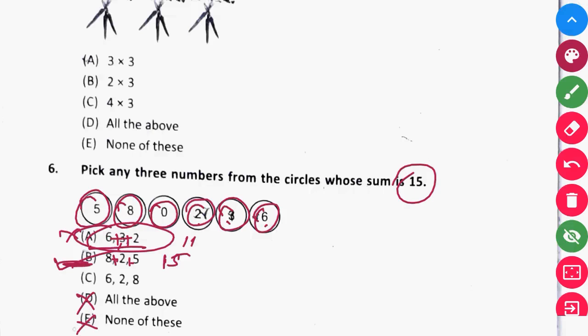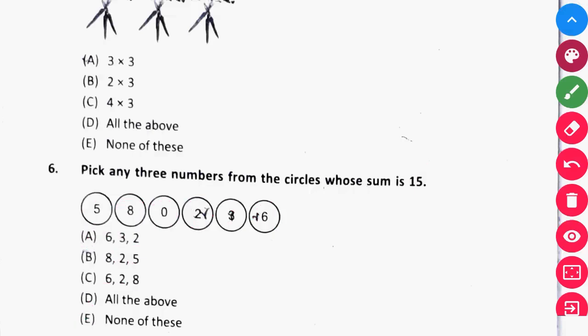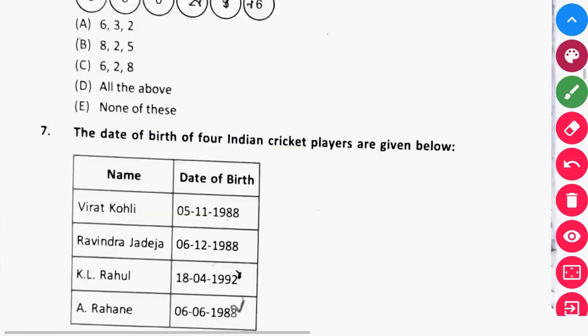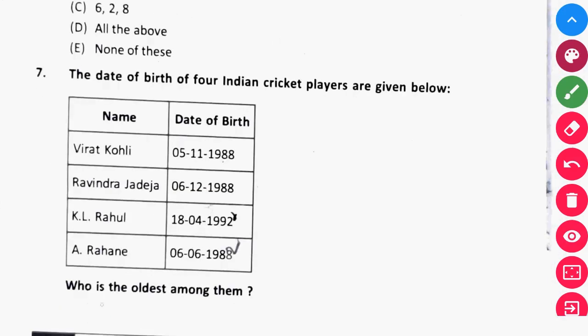None of the above will also not come because A is not B is the answer. So your answer is confirm B, but still you can check for the C also. 8 plus 2, 10, 10 plus 6, 16. So C is also not an answer. So B is your answer.